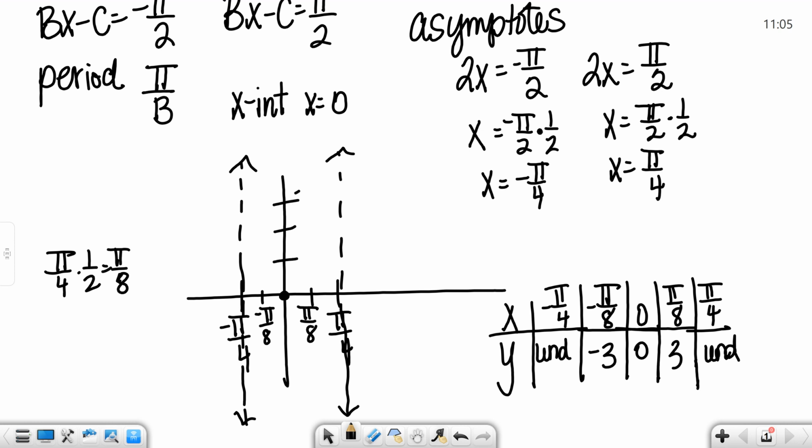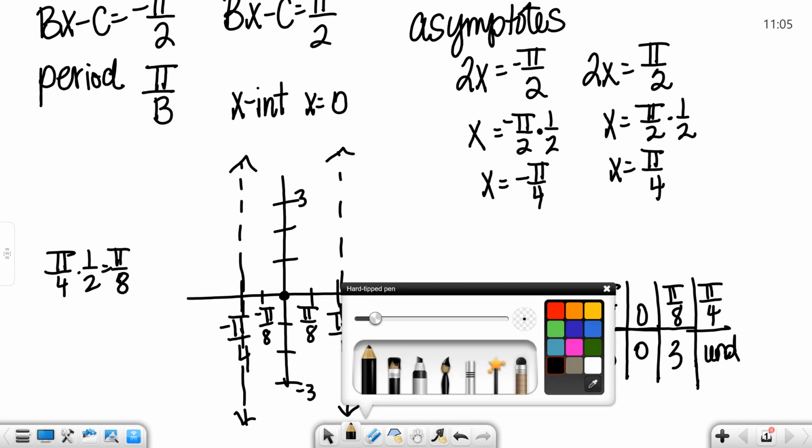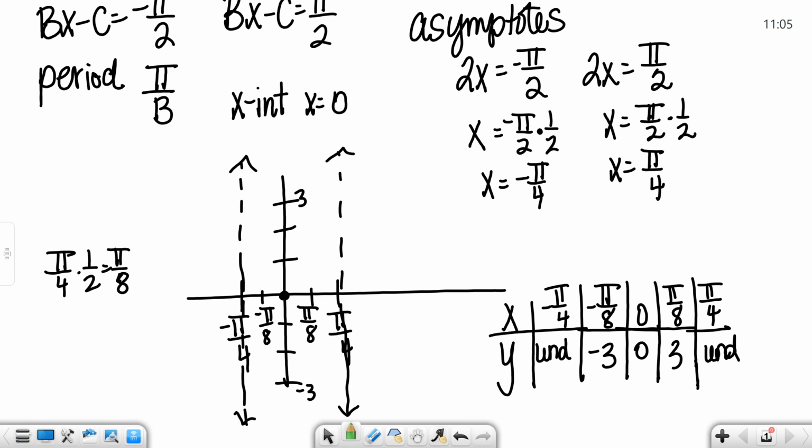So 1, 2, 3. 1, 2, 3. All right, I will graph my tangent in green. I already have an asymptote at negative pi over 4. At negative pi over 8, I go down to -3. I have an x-intercept at 0. At pi over 8, I go to positive 3. So when I graph this, I make sure it looks like a curve, not a straight line. Now, I know it's only slightly curved, but it is a curve. So there is one graph, one cycle.